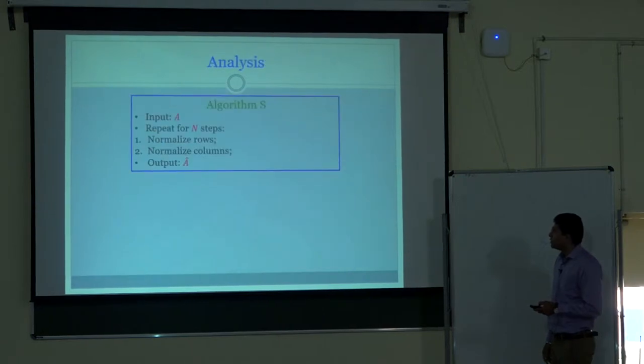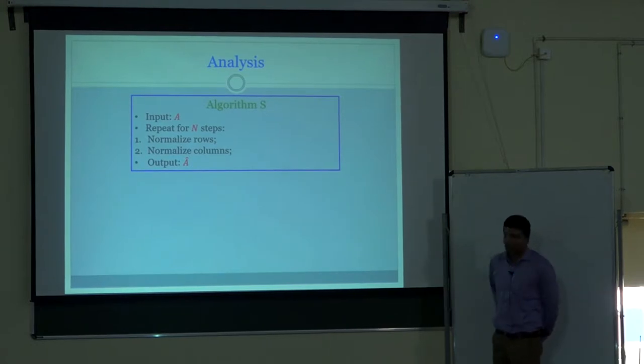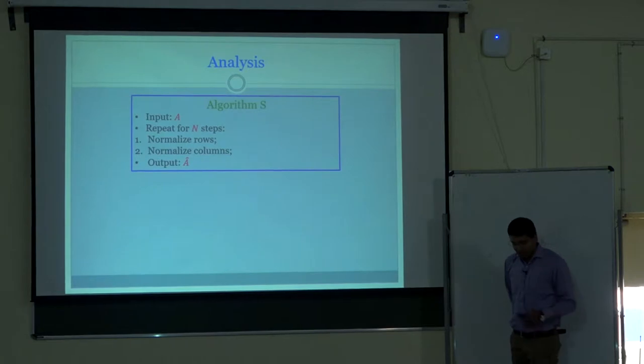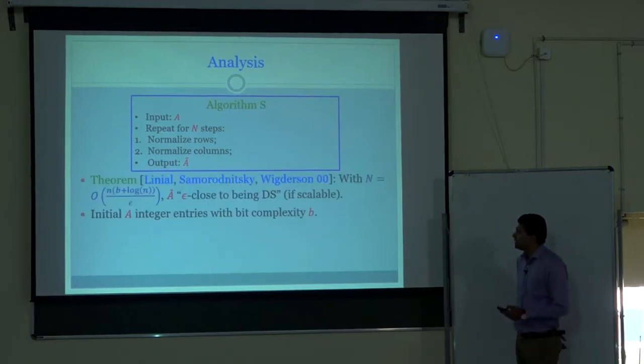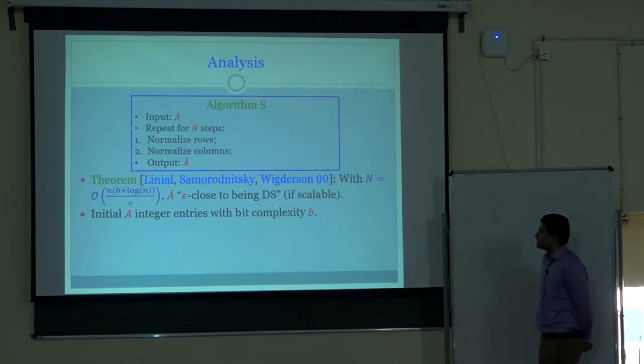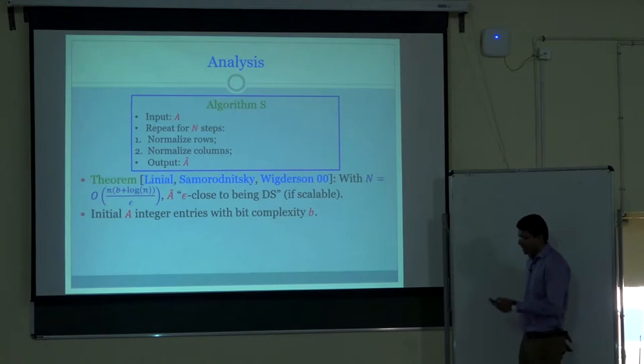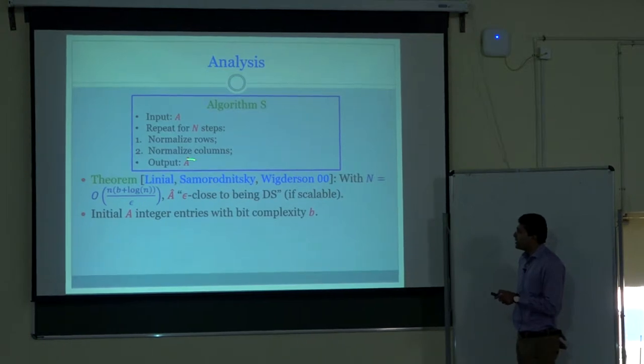Yeah, so this is Sinkhorn's algorithm. You have your input A and you normalize rows and columns alternately for some capital N number of steps. So what can we say about the time complexity of this algorithm? This was analyzed in this paper of Linial, Samorodnitsky and Wigderson in 2000. They proved that if you run this algorithm for capital N equal to roughly n log n over epsilon iterations, then the final output will be epsilon close to doubly stochastic.